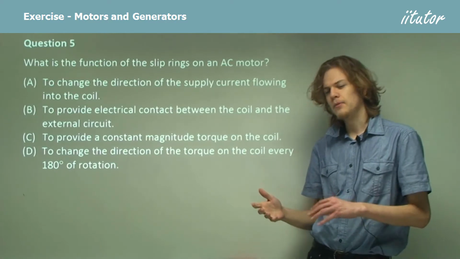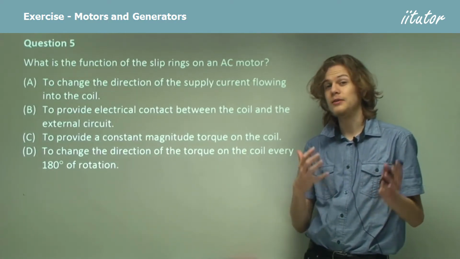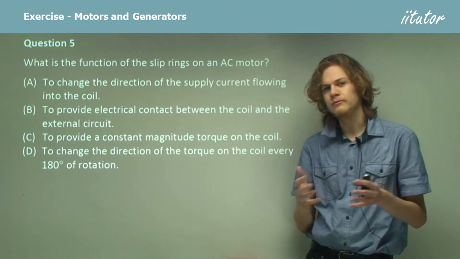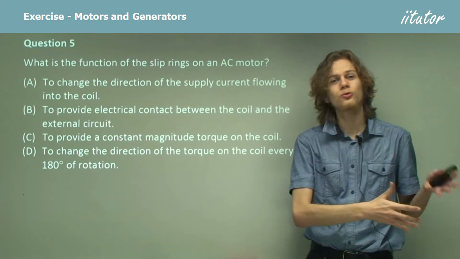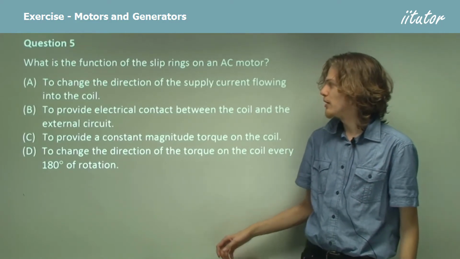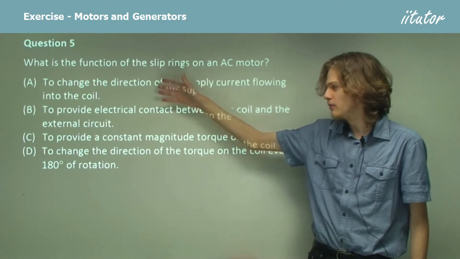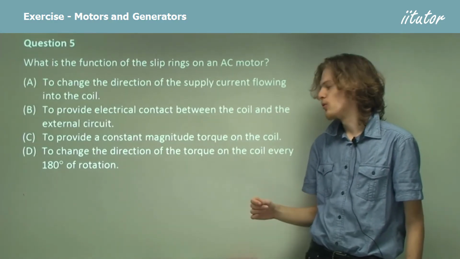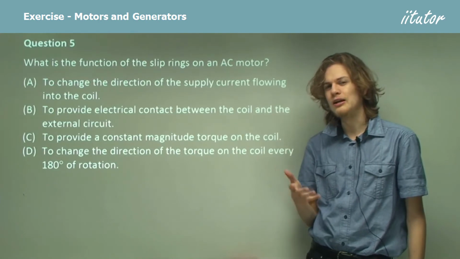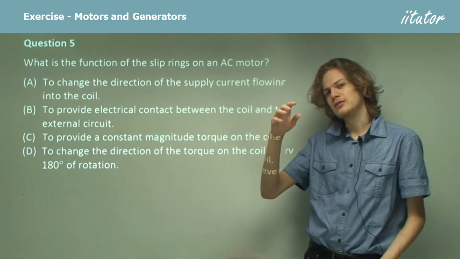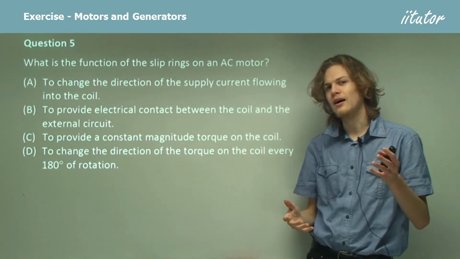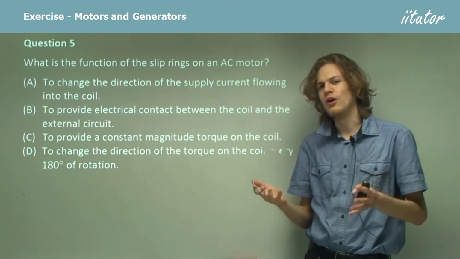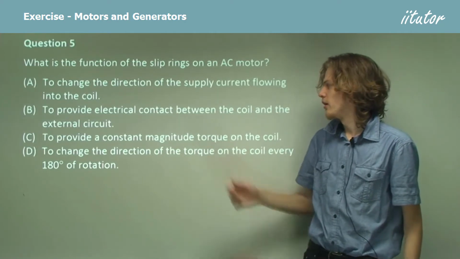Now, as it turns out, because we can run an AC motor on an AC power supply, we don't ever need to change the direction of the current, because the AC power supply will do that automatically for us. So we don't have to worry about changing the direction of the supply current or changing the direction of the torque. Constant magnitude of the torque doesn't really work for any motors, because when it's in the wrong place in its rotation, then there'll never be any torque when it's halfway through. So we can rule out C as well.